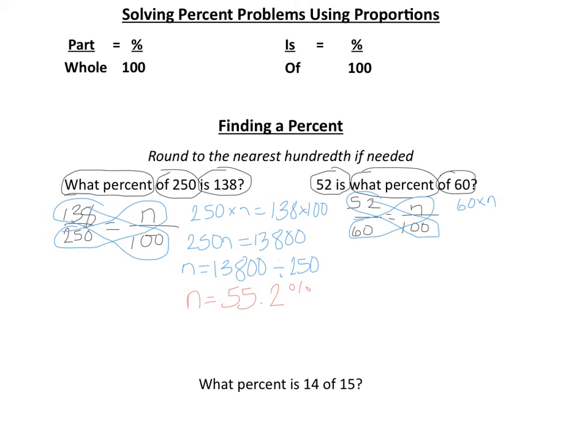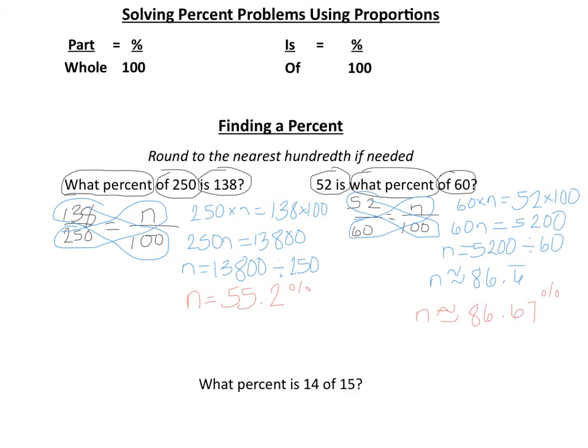60 times n is equal to 52 times 100. 60n is equal to 52 times 100 is 5,200. We then divide 5,200 by 60. And we get that n is going to be approximately 86.6 repeating, but we were asked to round to the nearest tenth, so that means n is about 86.67, and we don't forget our units. Percent.